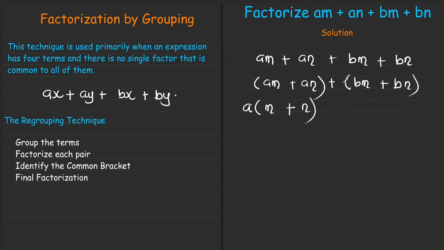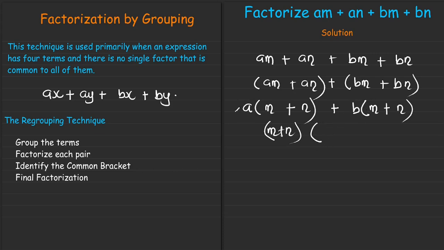You do the same to this one as well. Looking at it, their common term is b. So b times what gives us bm? That is m. Plus b times what gives us bn? That is n. Now if you do it well, you realize that the bracket you have here should be the same as the bracket you have here. If that is the case, then you just write one of them out, and then you open a new bracket and put the coefficients of these brackets in that.